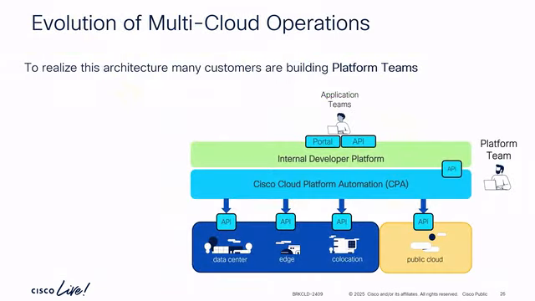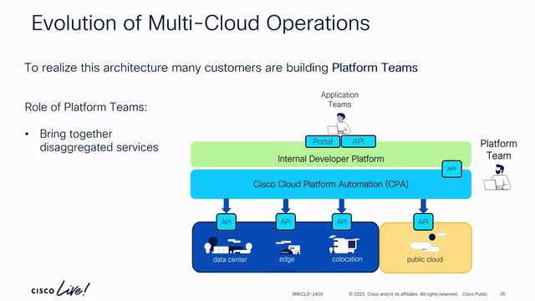So to realize this, many customers are building something called a platform team. This is basically looking to, first of all, provide a bringing together of disaggregated services. The typical example is many customers have AWS, Google, Azure, on-premise, and they need to find some way to automate these services in a synchronized way.